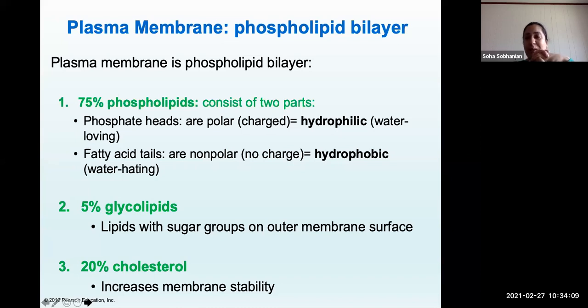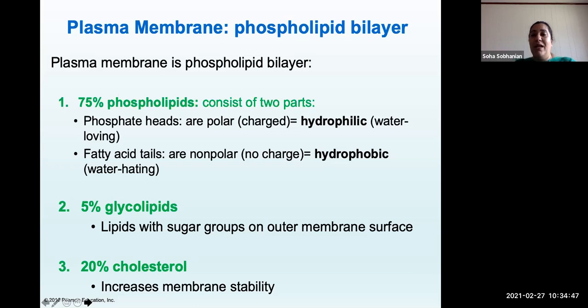Let's break it down piece by piece. Phospho does not mean lipid. Phospho means phosphate, right? Lipid means fat, correct? And what does the word bilayer mean? Two or double layer, correct? So again, break down the word for yourself. Don't make it complicated, guys. So phospholipid bilayer means it has two layers that are made up of what? Phosphate and lipid, correct? Seems pretty straightforward, right?